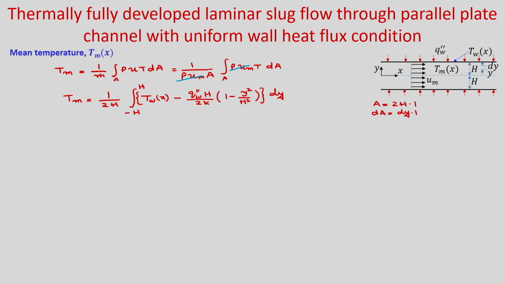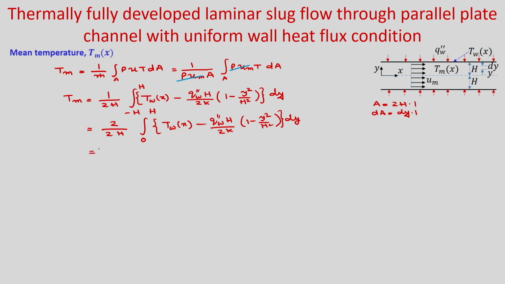Okay. So, now this integral from minus h to h we will write as 0 to h. So, 2 you can take it outside. So, 2 h, and it will be 0 to h. Okay. So, you can write T w minus q double prime w h by twice k into 1 minus y square by h square into dy.